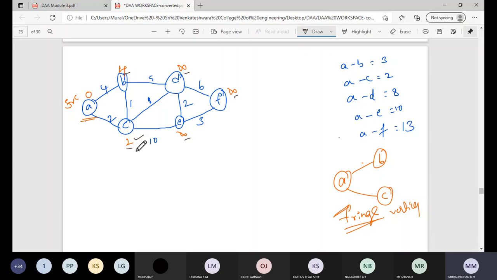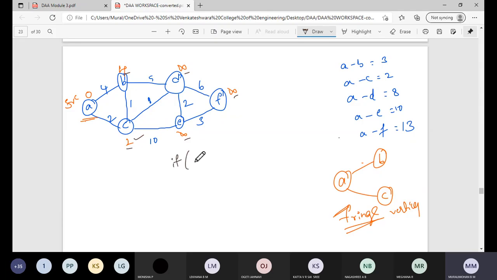So after selecting this one, again you find the fringe vertices of this particular vertex. What are the fringe vertices of vertex C? That is B, D, E. Now you update the distance of these vertices, right? If I update this C to B, you can just see the distance of C is 2. So 2 plus, so we will follow.